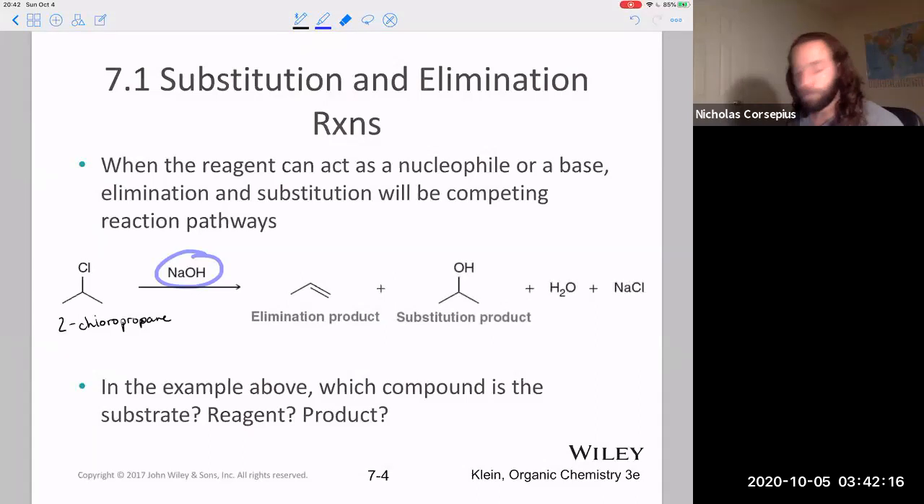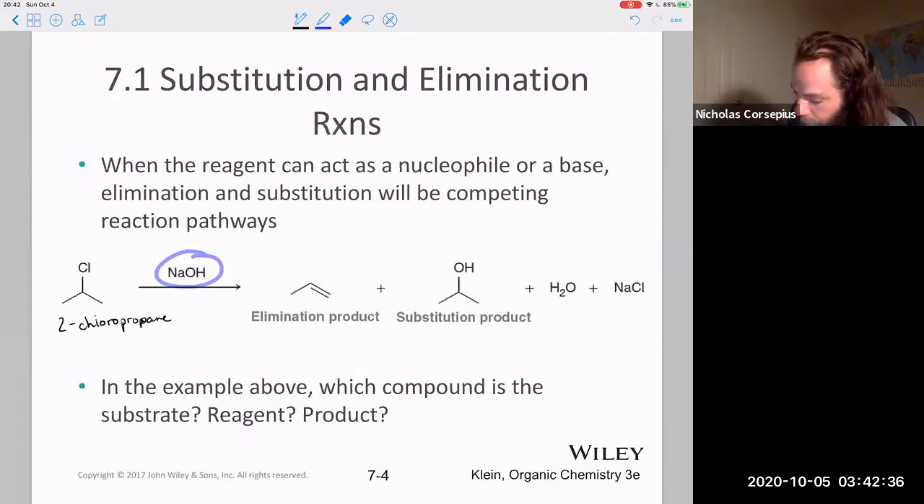The big idea in this chapter is that these two reactions are competing with one another. And to be honest, we're going to first talk about substitution reactions and elimination reactions. And then at the very end, we're going to figure out how to determine which one of these products is the major product, which one is the minor product. But just to give you a little bit of the punchline.